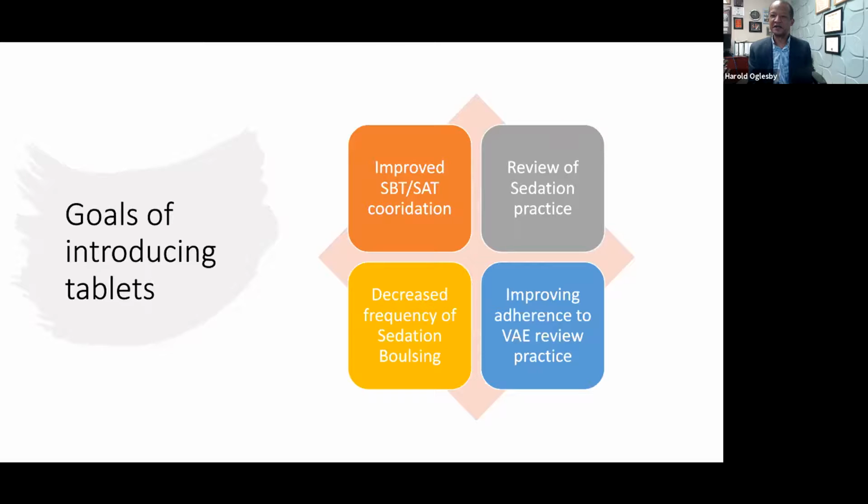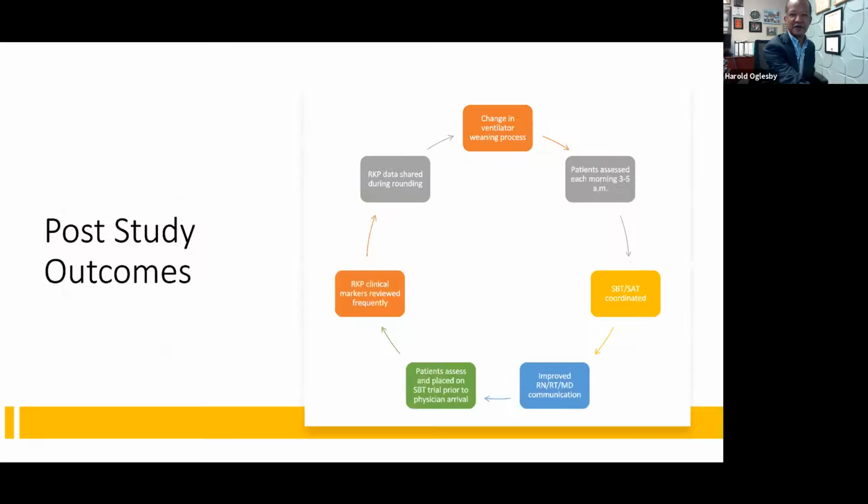But again, this led to some of the things you saw when Dr. Cataldo reviewed the information from our RKP. So post-study, you saw the significant decrease in VAEs, and that was huge. That was a huge awakening for our staff. It was a huge awakening for the whole team. And it led to us looking at the way we did everything.